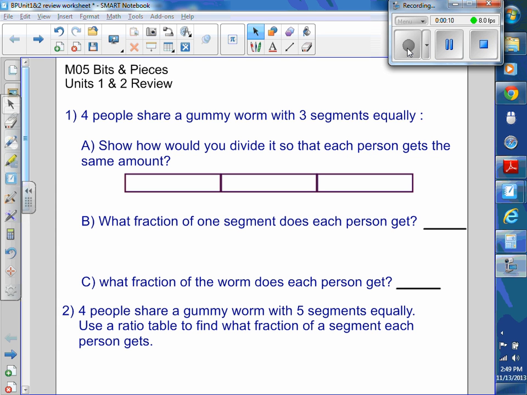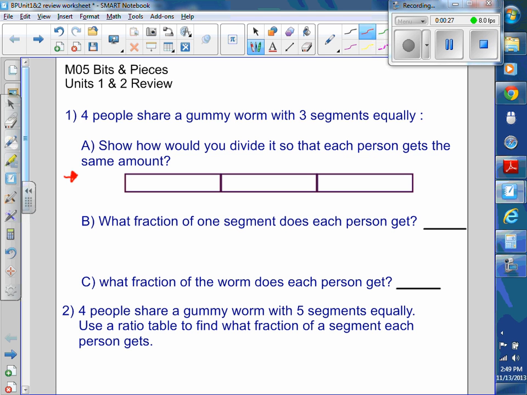So when I read the first problem, 4 people share a gummy worm with 3 segments equally. This is supposed to be your gummy worm. Show how you would divide it so that each person gets the same amount. I know there's so many ways you can do this.